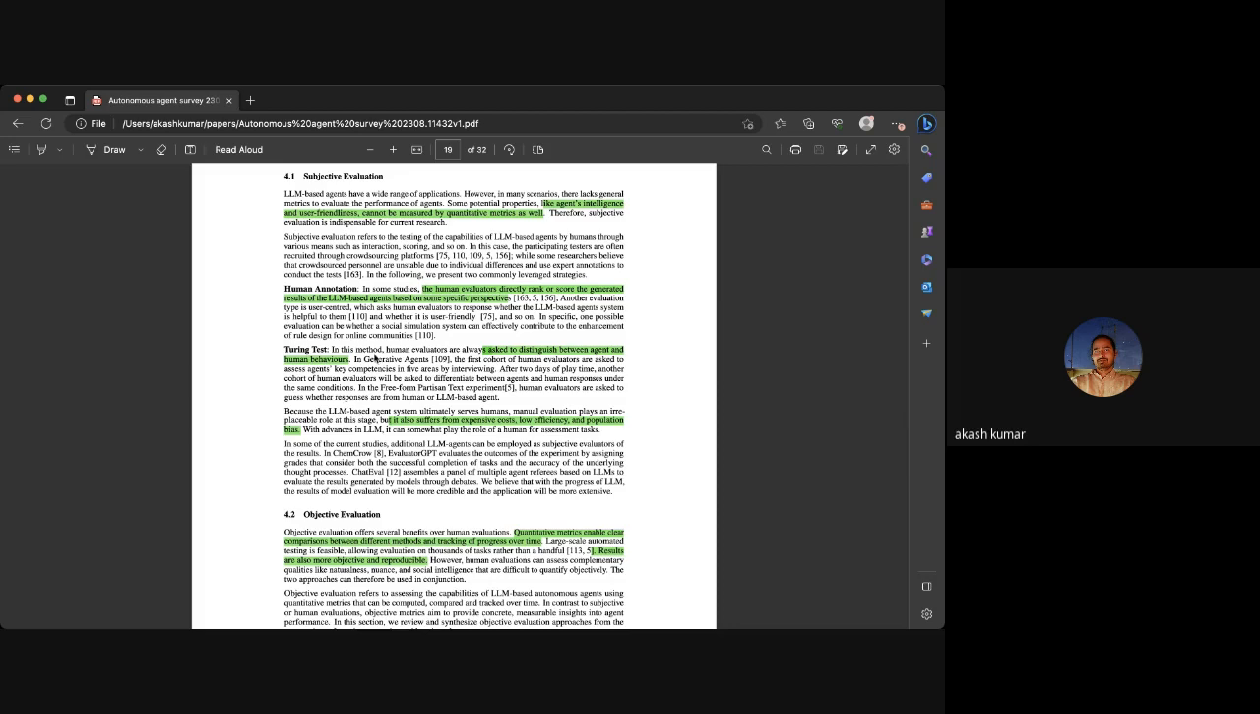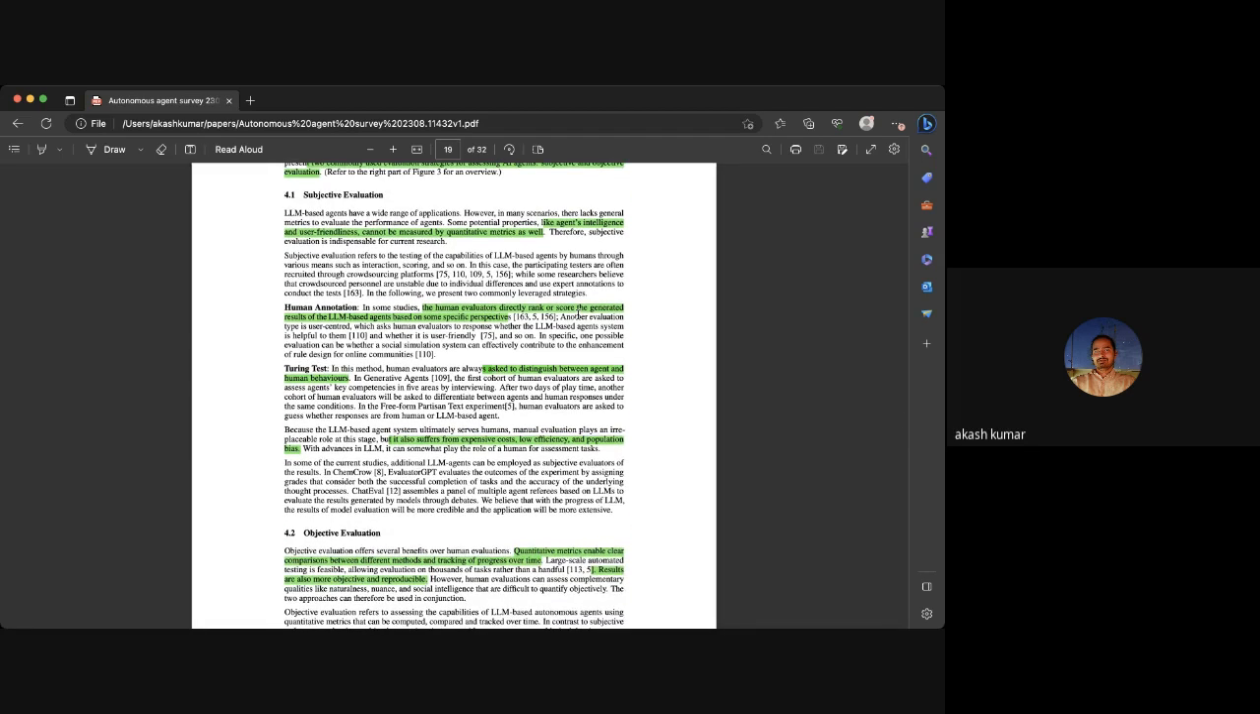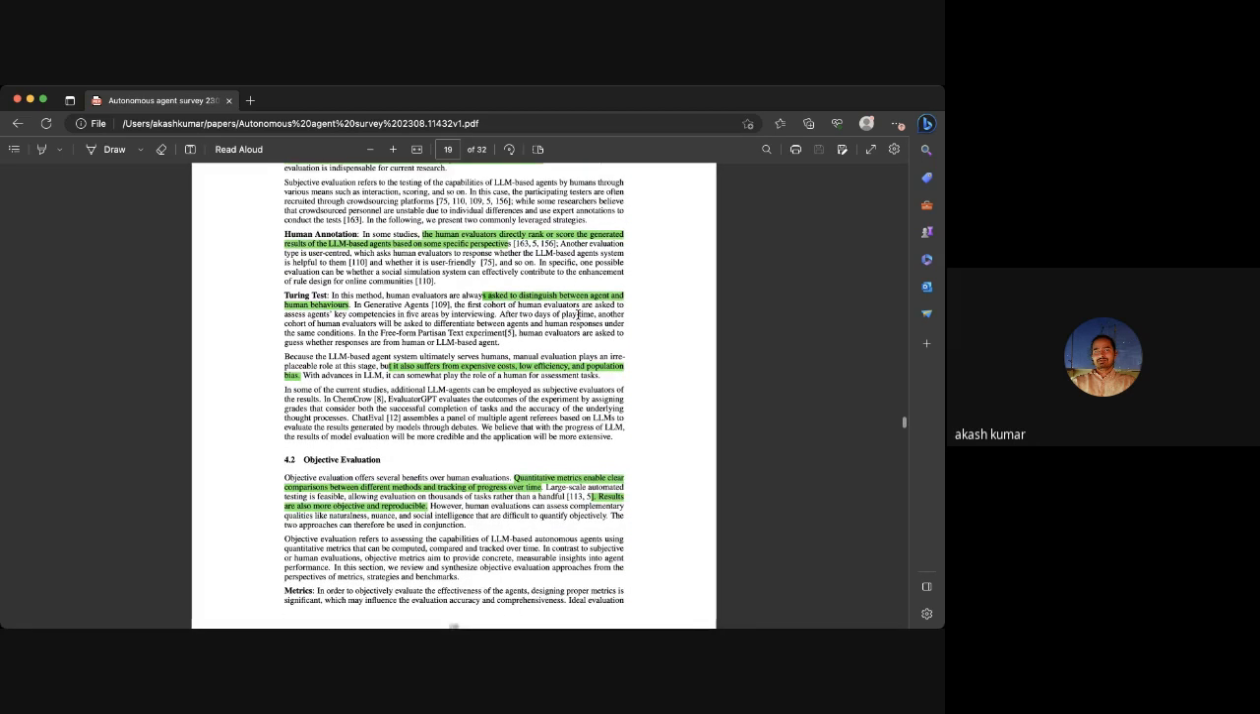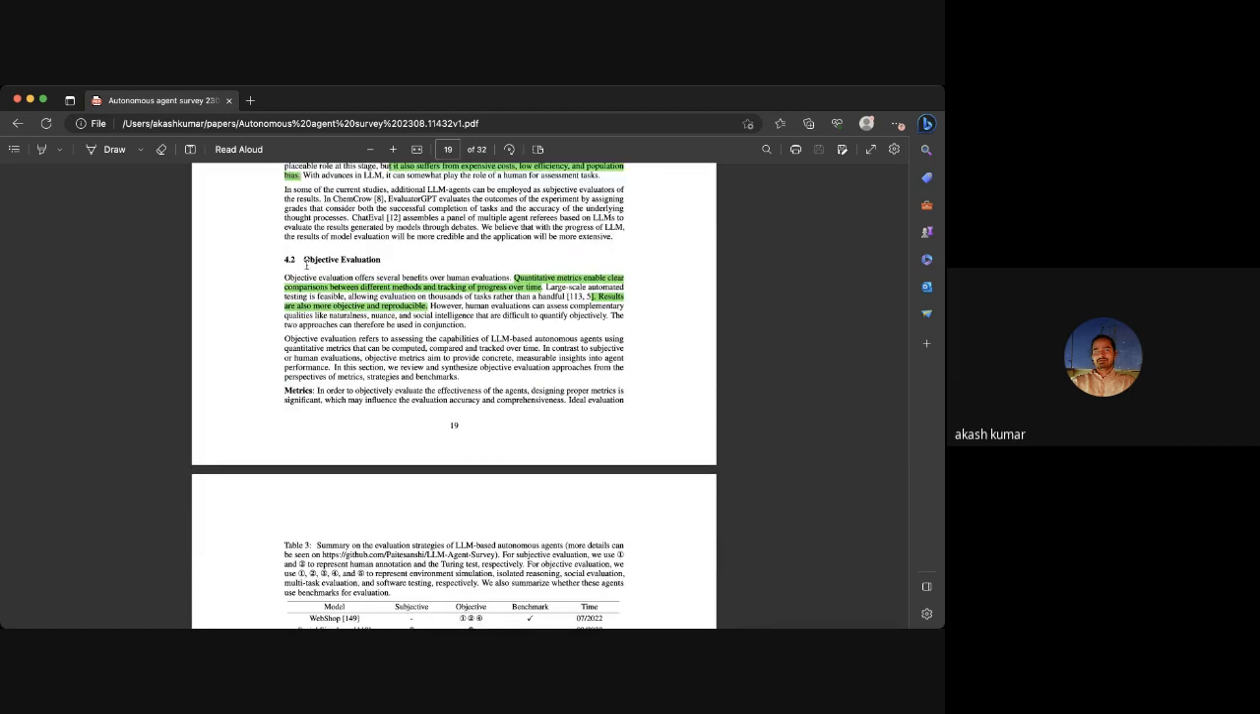Because there are certain things that are very hard to capture in an objective evaluation, like helpfulness and user friendliness. So subjective evaluation is here to stay, but it is quite costly and not really efficient.